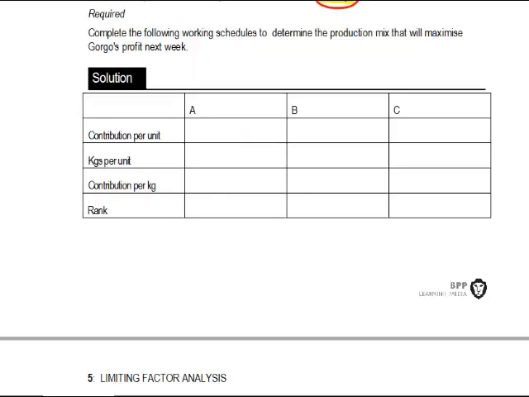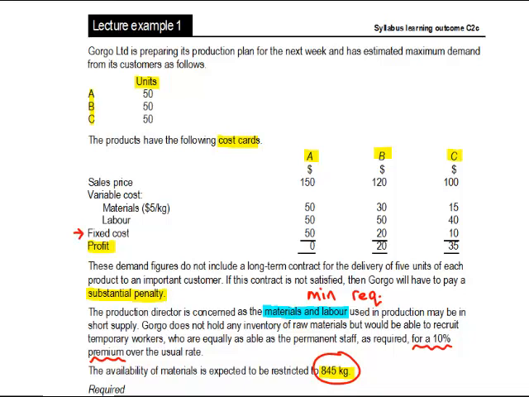Okay, so what we've got to do is complete some working schedules to determine the production mix that's going to maximise Gorgo's profit for next week. And the starting point is going to be to calculate the contribution per unit. So contribution is sales price minus variable cost. So the first thing we need to do is dispense with these fixed costs here. We don't need those in our calculation.